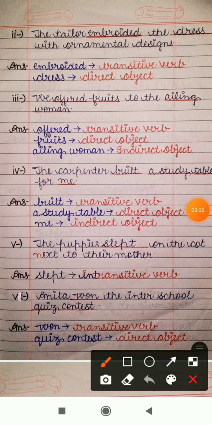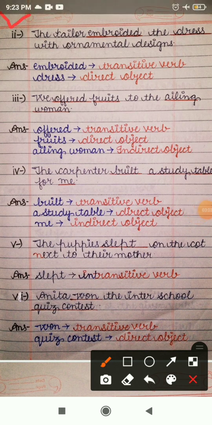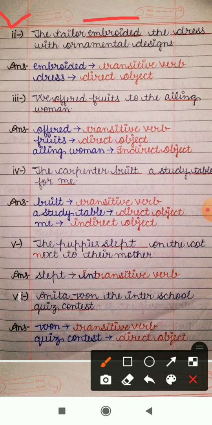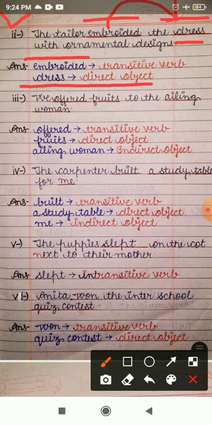The second sentence is, the tailor embroidered the dress with ornamental designs. So what did the tailor do? He embroidered the dress with ornamental designs. First of all, embroidered is the verb, and what did the tailor embroider? The tailor embroidered the dress. That means there is an object and it is a transitive verb. Embroidered is a transitive verb, and what the tailor embroidered is the dress. Dress is the direct object, because the dress is receiving the action that is embroidered. The dress has been embroidered by the tailor.